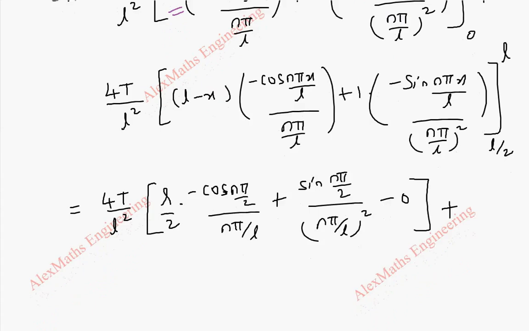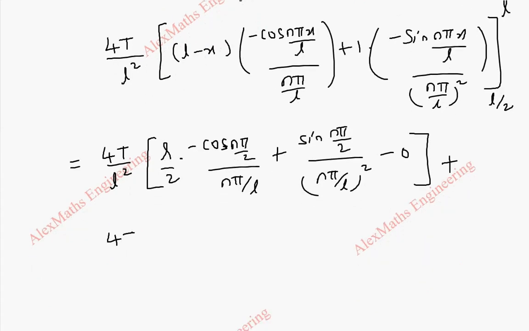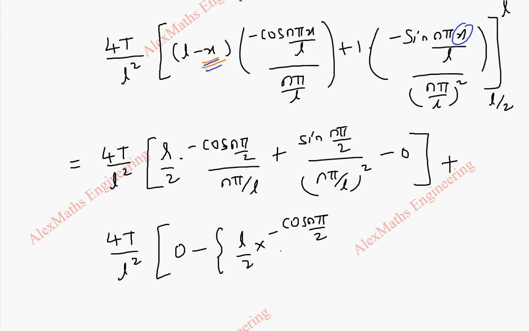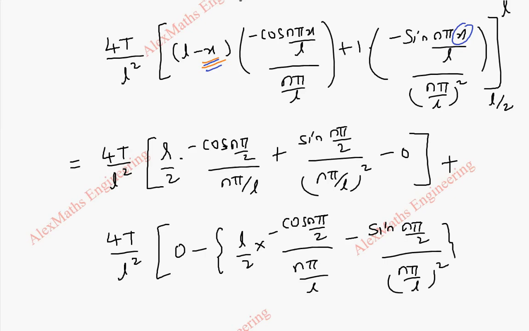Coming to the second set of terms, I have to substitute upper limit L. So when I put L here, L minus L is 0, and when I put L here, L gets cancelled, sine n pi is 0. So totally upper limit is 0. When I put lower limit L by 2, L minus L by 2 is L by 2. So L by 2 into minus cos n pi by 2, because L gets cancelled, n pi by L, then here we have a minus sign, sine n pi by 2, because L gets cancelled, n pi by L whole square. So we completed the lower limit.